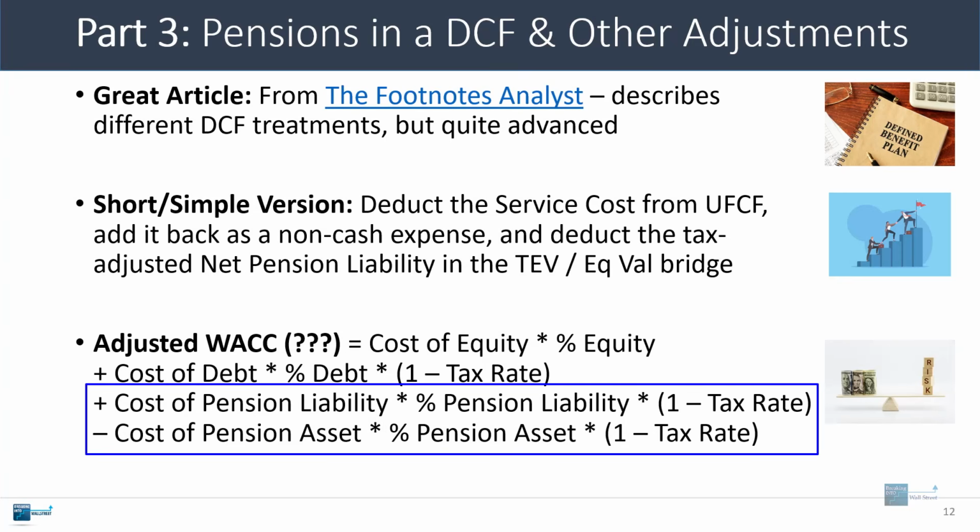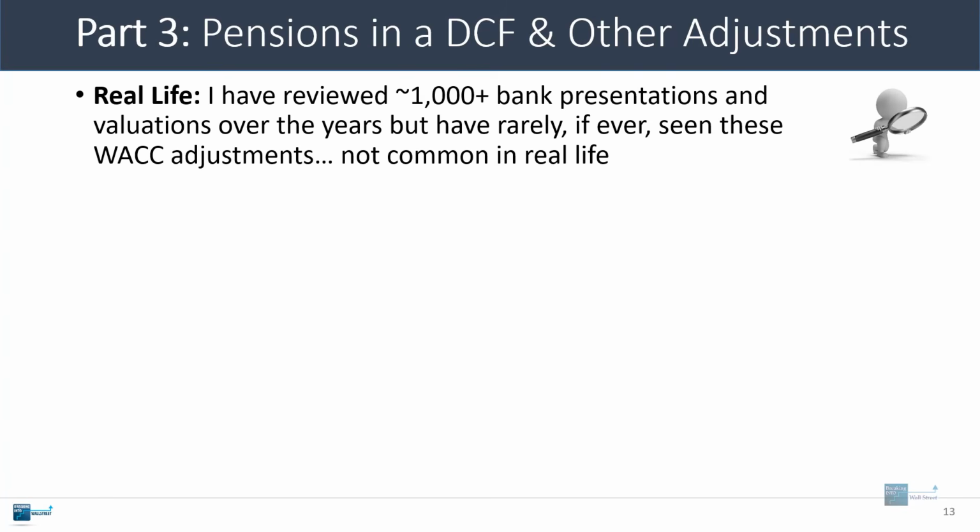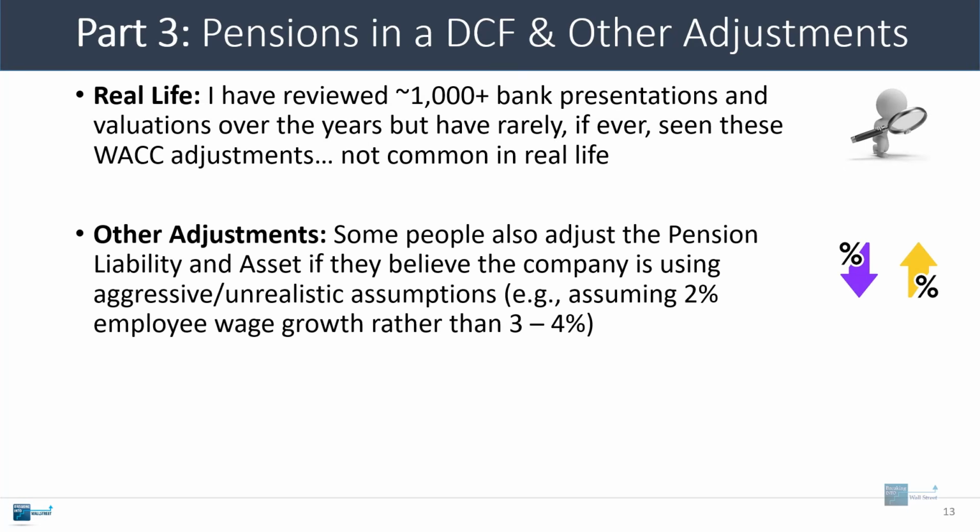Also, it can be difficult sometimes to figure out what the proper cost is, so you don't necessarily see this used in real life all the time. Some people will also argue that you should adjust the pension liability and asset if the company's assumptions are unrealistic. For example, maybe they think that their employee salaries will grow by 2% per year, but actually other companies are increasing them by 3 or 4% per year. And so in that case, the liability should increase because the payouts upon retirement will be higher.